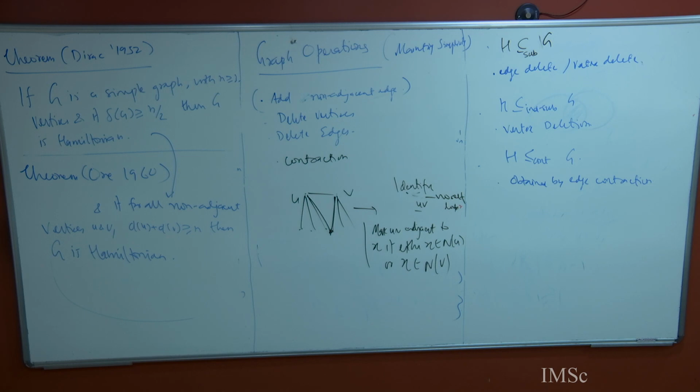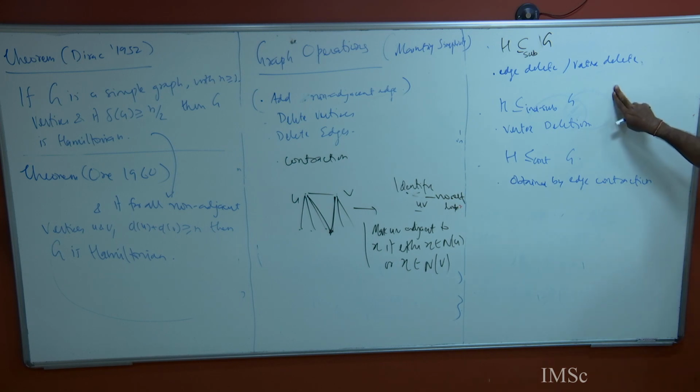How do you say that H is a subgraph of G? If I can obtain H by deleting some vertices and deleting some edges. So you start with this graph, you apply some operations, whatever possible graphs you can obtain by using those sequences, you are going to call that the contraction. Any doubt here? Okay.